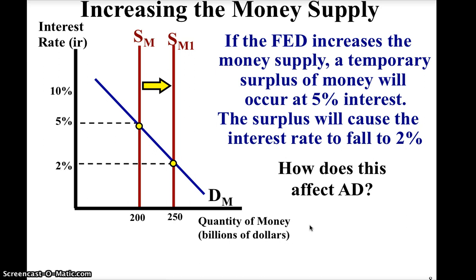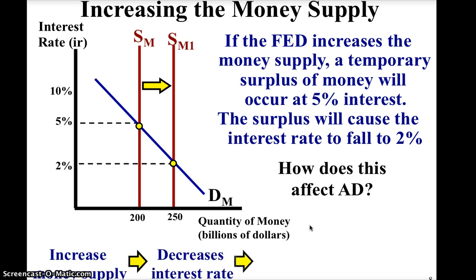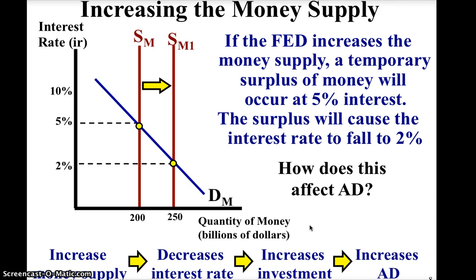And how does this affect aggregate demand? If you look at the bottom here, you can see that an increase in the money supply decreases the interest rates that you see out there in the economy. That then provides an incentive for businesses to begin taking loans and increasing investment. That investment, as you know, C plus I plus G plus NX, is part of aggregate demand and thus increases aggregate demand.